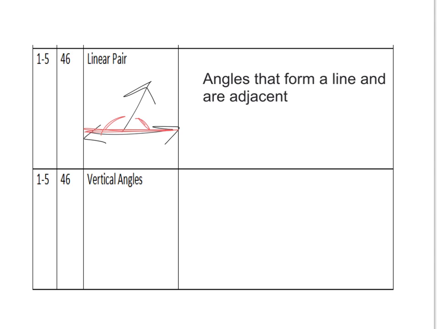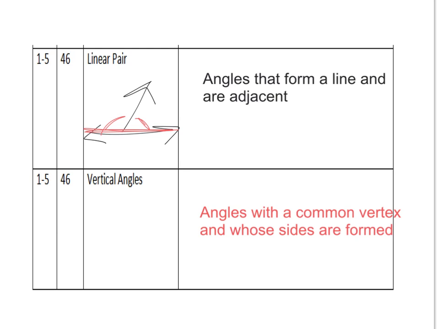So vertical angles are angles with a common vertex and whose sides are formed by the same lines. So angles with a common vertex and whose sides are formed by the same lines. Basically, it means that they're across from each other. I'll show you what that means in a second.